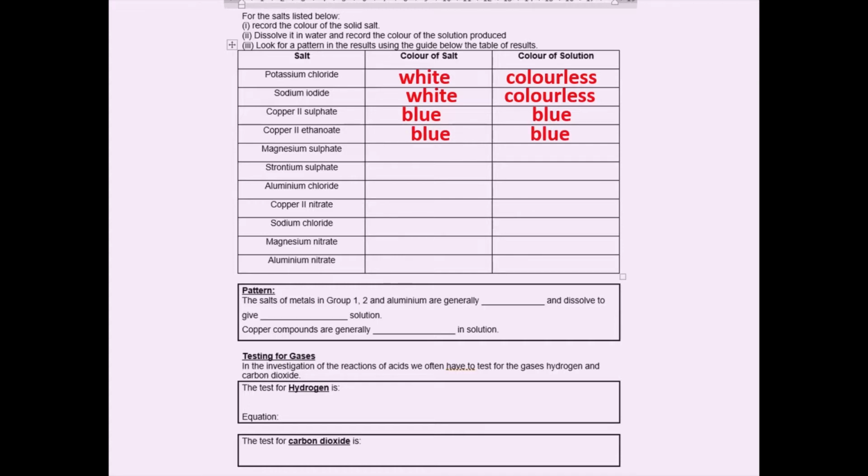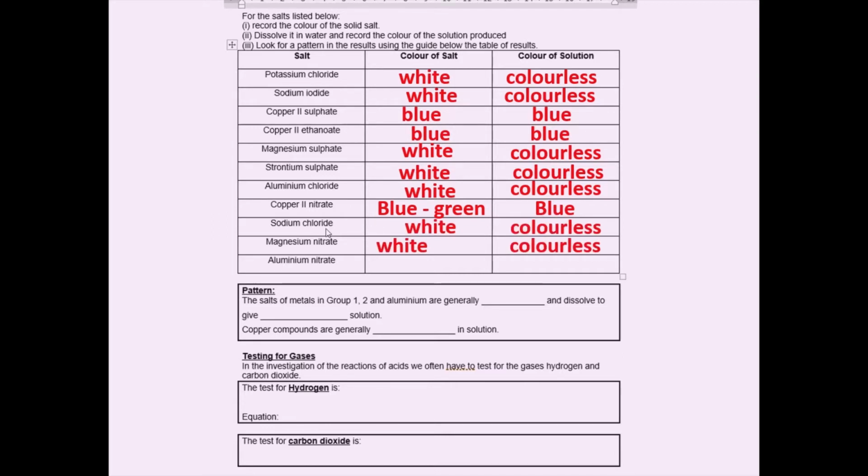So again, do you see it's the copper ones that are different from the others. Then we get magnesium, strontium, and so on. White solid, colorless solution. White solid, colorless solution. Aluminium, white solid, colorless solution. And then we get back to a copper one. Blue solid. We touch a green usually about copper nitrate, but mostly blue. And it gives us a blue solution. So the three copper ones that we've got there, the key one there is the blue solution with it. And for all of the rest, white solid, colorless solution.